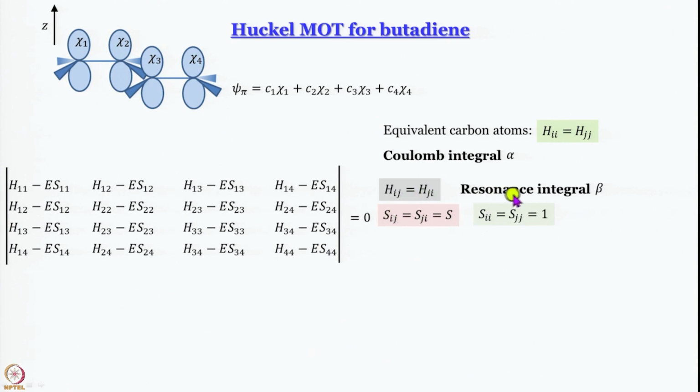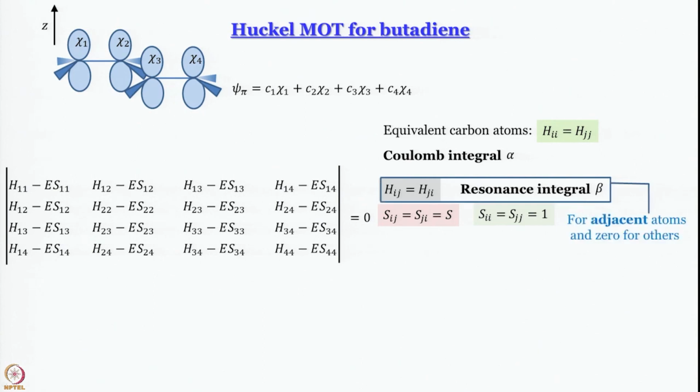H_ij and H_ji, for ethylene we said they are the resonance integral beta, but now what we will say is that it is equal to beta only for adjacent atoms. So, for energy calculation we consider pairwise potentials. There is no need to consider interaction between 1 and 3, only 1 and 2, 2 and 3, 3 and 4. These interactions are enough. Now of course the electrons are delocalized over everything, but it is an approximation. The contribution from distant terms is going to be small enough, so in the Huckel approximation they are neglected.